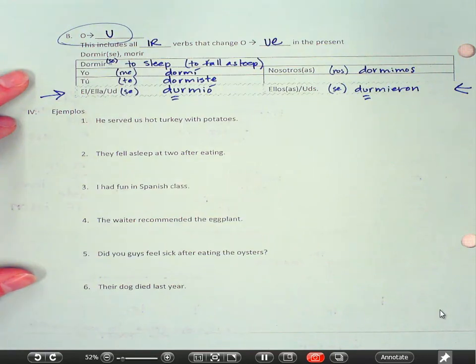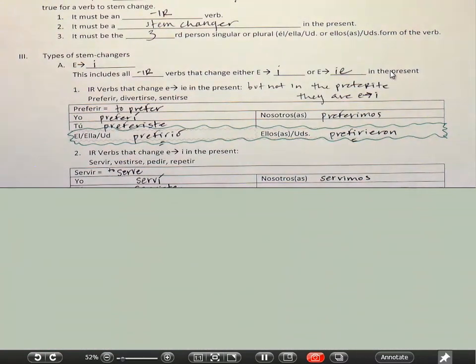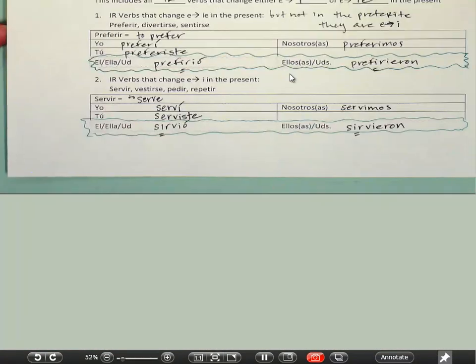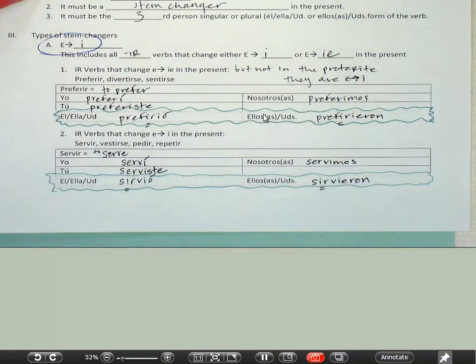Now on the front page we have a couple other ones just as review. You've got E to I stem changers here. This is the big stem change that happens on the front side. The E changes to an I: prefirió instead of preferió, and instead of preferieron, it's prefirieron. So this change is just one letter. And here, serví, serviste, sirvió, sirvieron. Pretty small, just one letter that changes, and it's only in the third person, singular and plural.